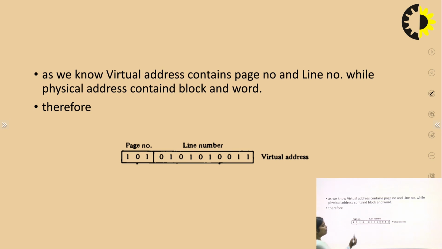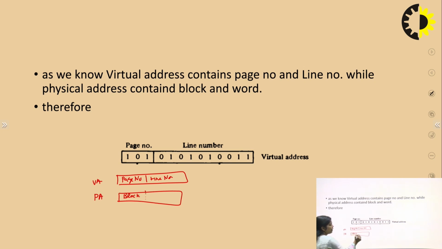Now, the virtual address always contains a page number and a line number. This is the format for the virtual address, and the physical address always contains a block and a word. This is the format for the physical address. The virtual address has a 13-bit value and the physical address has a 12-bit value, and we have to map this virtual address into the physical address.